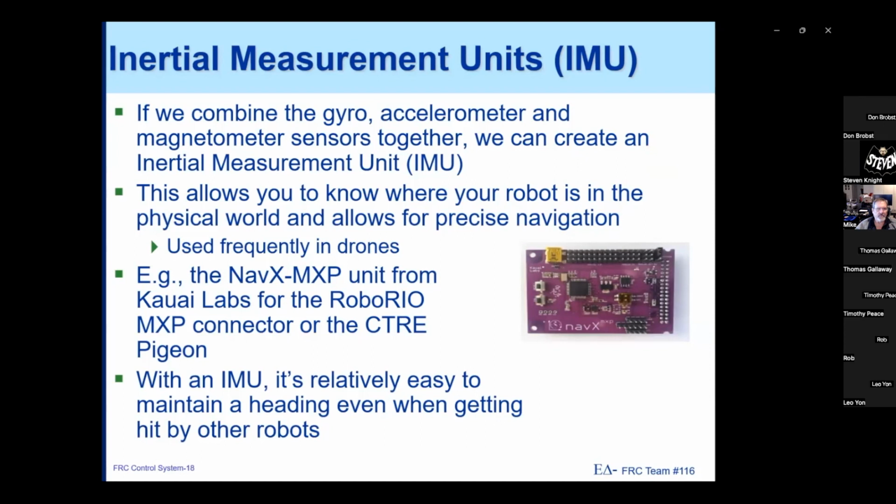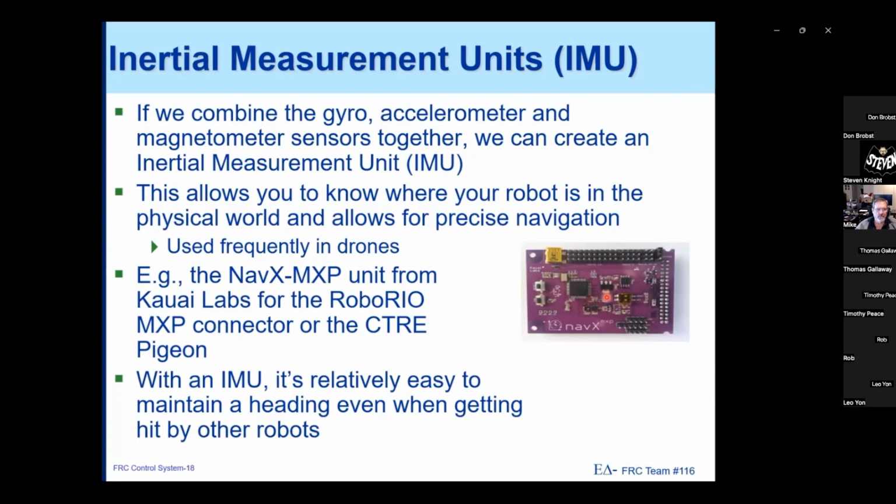Here we have an example of the NavX MXP. This particular unit plugs into the MXP slot on the RoboRIO, and it has an IMU built into it, and it even has its own little microcontroller built into it to talk to the IMU. And this microcontroller then brings additional digital IOs. It brings additional interfaces across the board here that can be used to expand the capability of the RoboRIO.